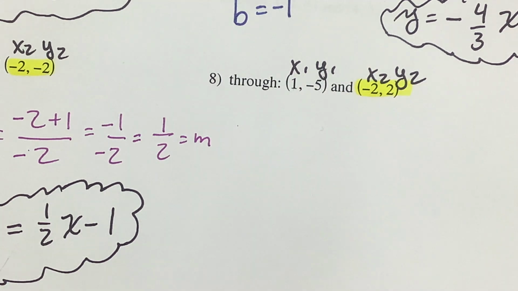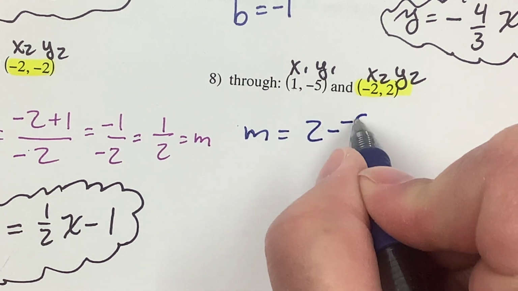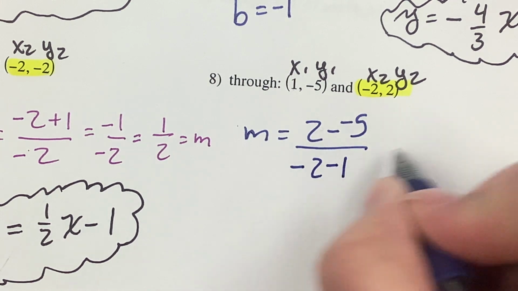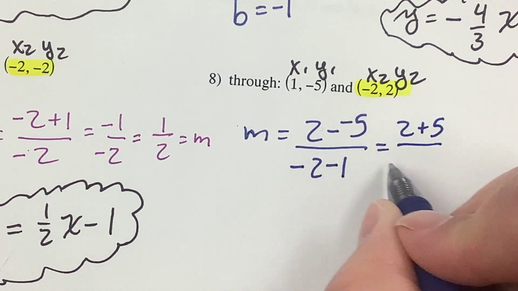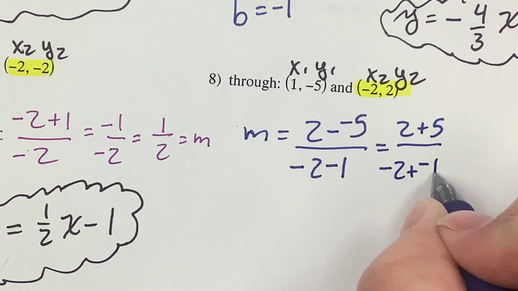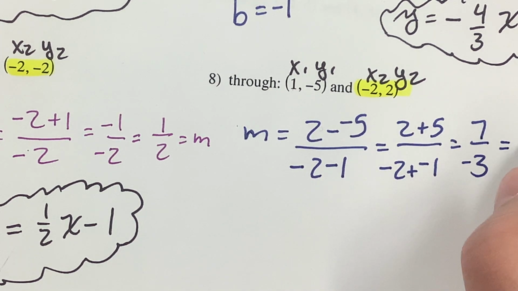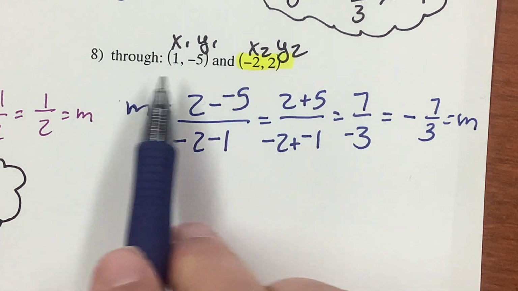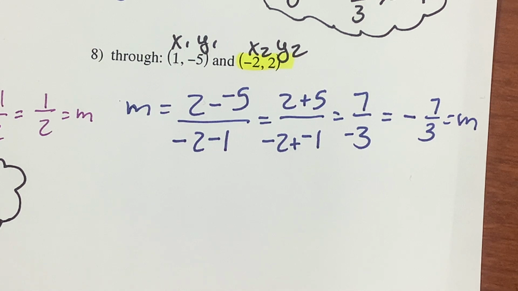y2 minus y1. So m equals 2 minus negative 5 over x2 minus x1, negative 2 minus 1. Keep change, 2 plus 5 over negative 2 plus negative 1 is 7 over negative 3. So there's my slope, negative 7/3 equals m. That is just awesome. But I don't have an x is 0 here. Ugh. Now I have to math.